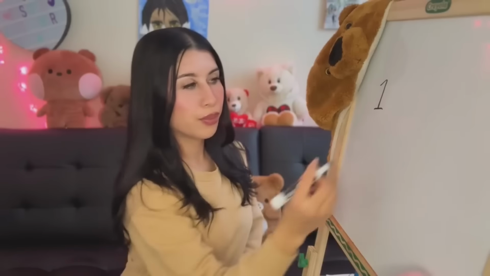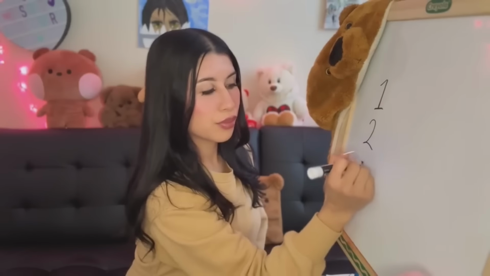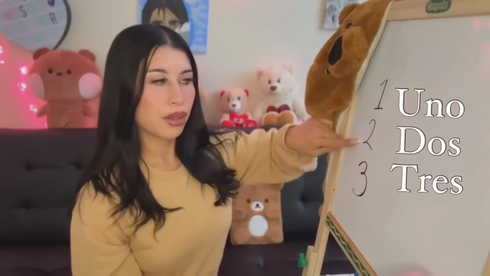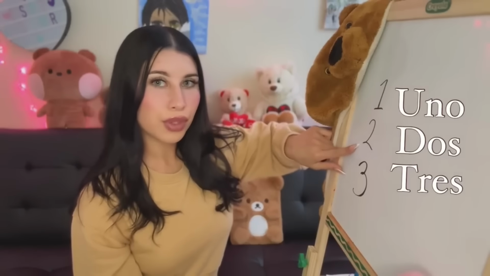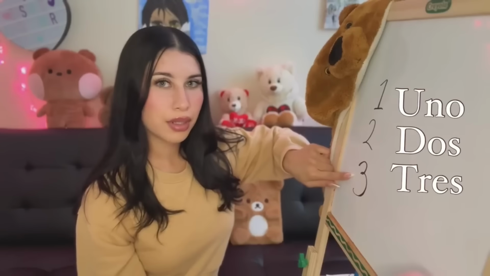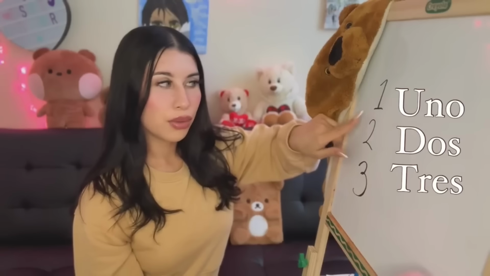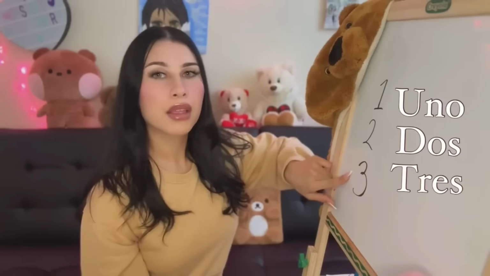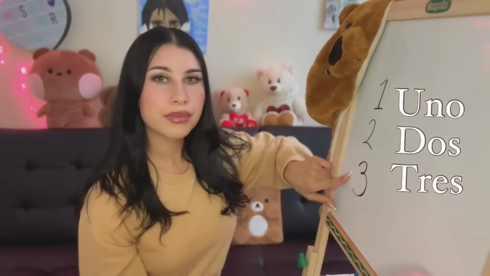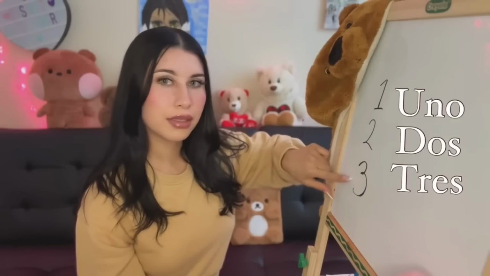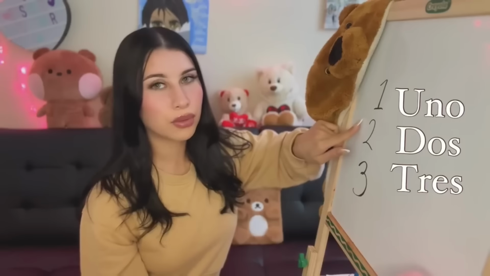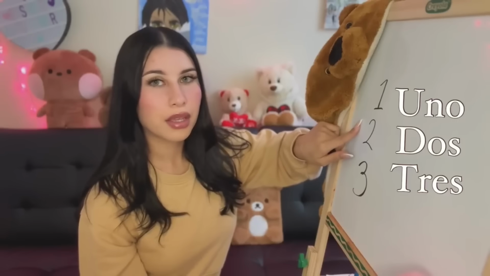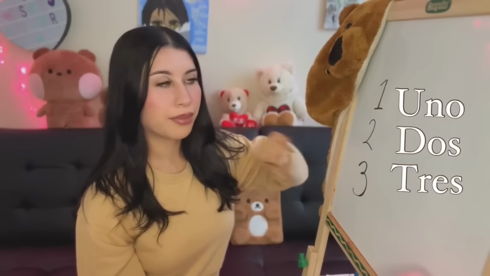So, what number was that? 1. This one? 2. This one? 3. 1, 2, 3. Say it. Backwards. 3, 2, 1. Say it. Okay. Perfect.